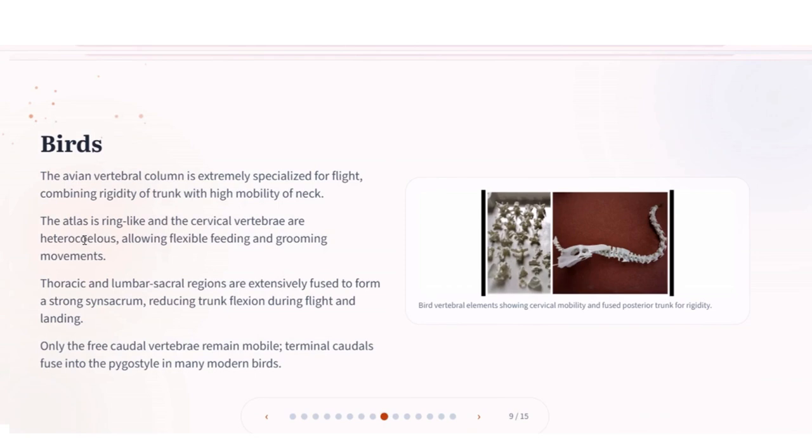The atlas is ring-like and the cervical vertebrae are heterocoelous, allowing flexible feeding and grooming movements. Thoracic, lumbar, and sacral regions are extensively fused, as I said just now, to form a strong synsacrum. The synsacrum is the fused thoracic, lumbar, and sacral regions, reducing trunk flexion during flight and landing. Only the precaudal vertebrae remain mobile. Terminal caudal vertebrae fuse into the pygostyle in many modern birds.